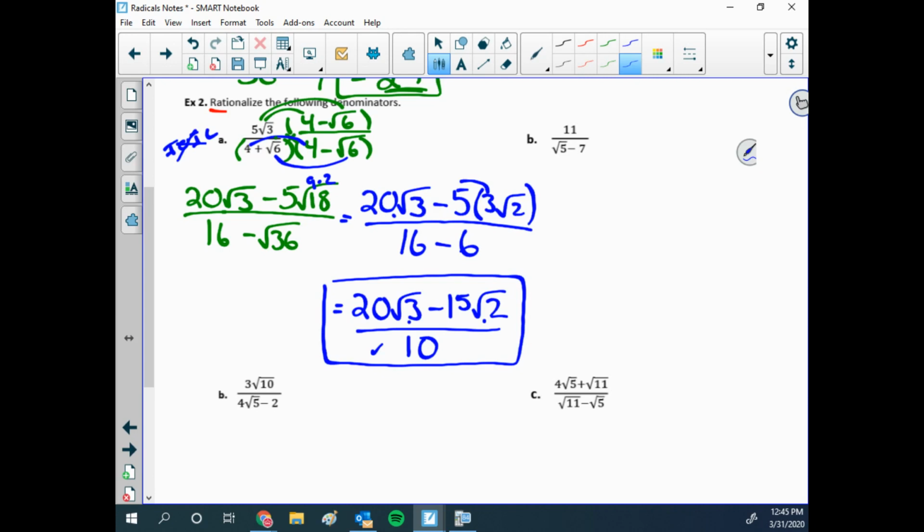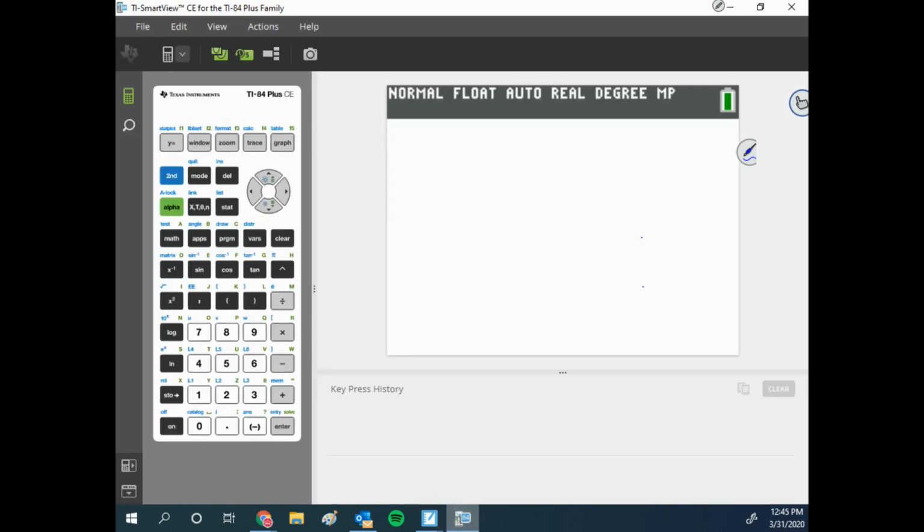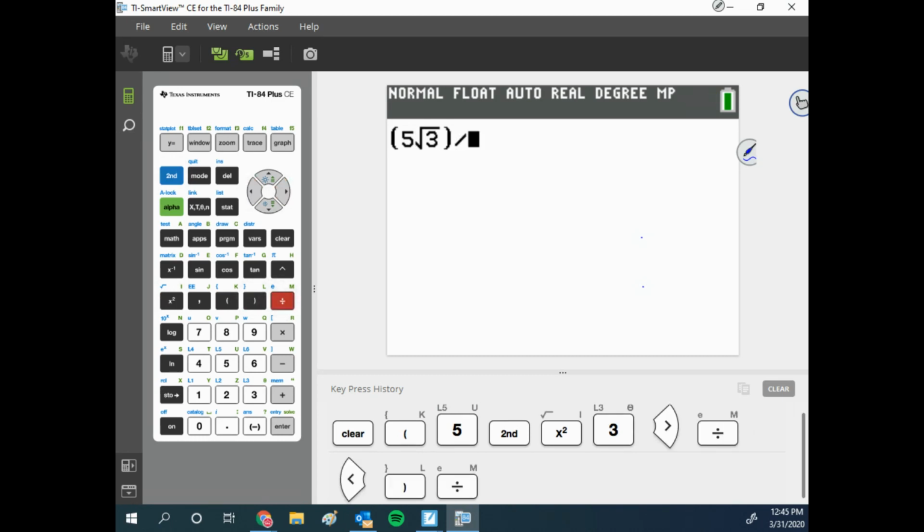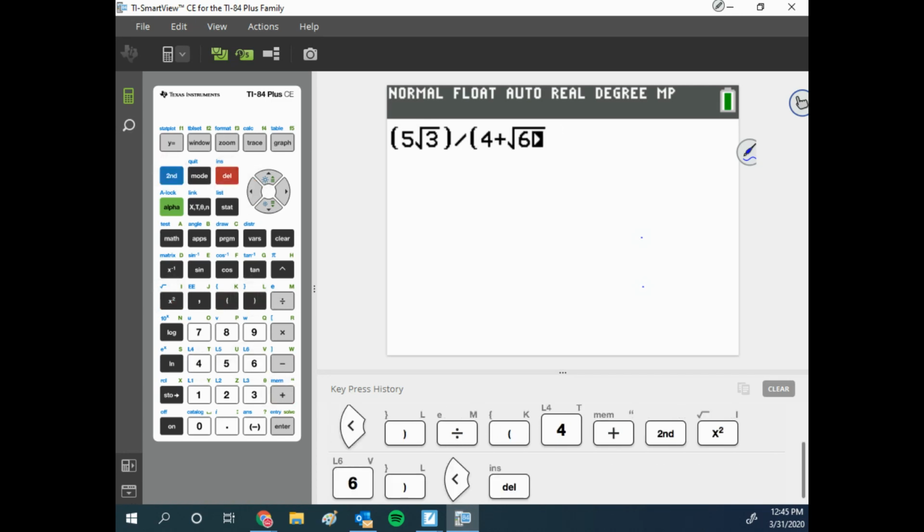Now, if I have time and I know how to type it in on my calculator, I always want to check, because it looks a little bit messy. Let's go check that I did all of that correctly. Part of the problem is sometimes it's hard to put this in on your calculator, so make sure you put brackets around your numerator and denominator. We started off with 5 square root of 3 being divided by 4 plus the square root of 6. Okay, so that's the first decimal. Let's see if that equals our answer.